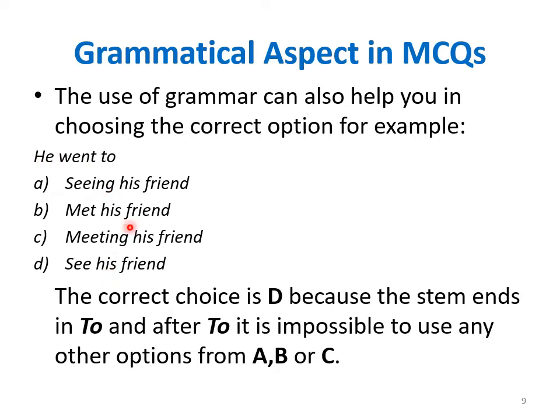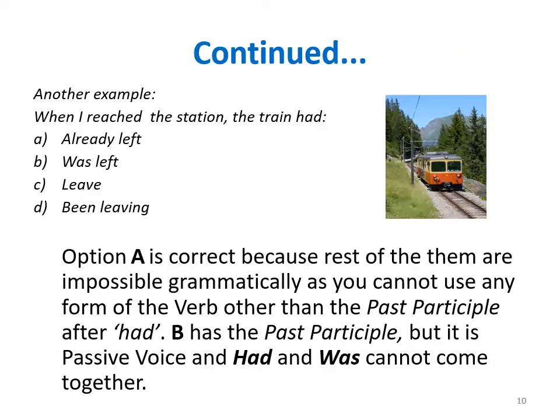So this is grammar, and sometimes grammar can help you to choose the right options. So it means that you have to look for different options, different things. You have to look at the question from different perspectives and see which formula can apply. The next thing is another example of grammatical stuff. When I reached the station, the train had already left, was left, leave, been leaving.